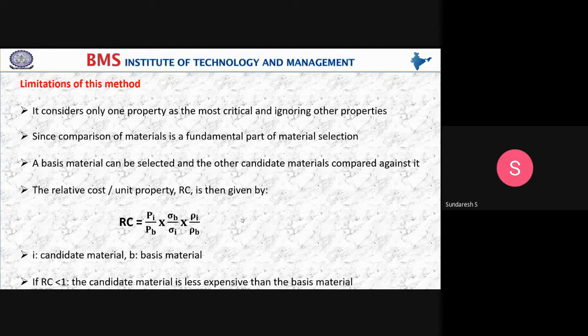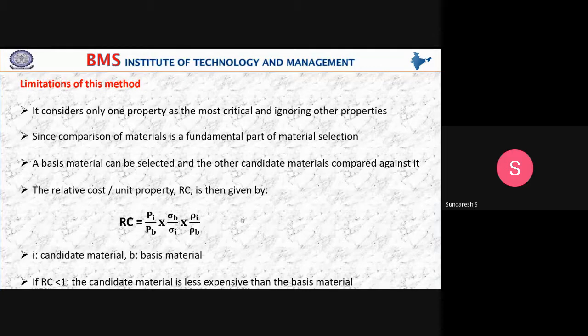That is one of the major limitations of this method. Since the comparison of material is a fundamental part of material selection, a basis of material can be selected and other candidate materials compared against it. In the sense, we are going to select the material for the basis material and other candidate materials.